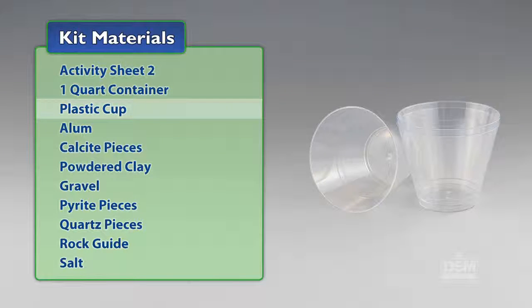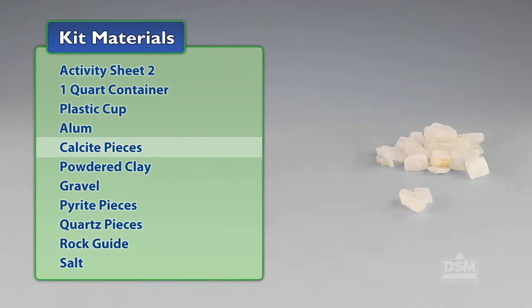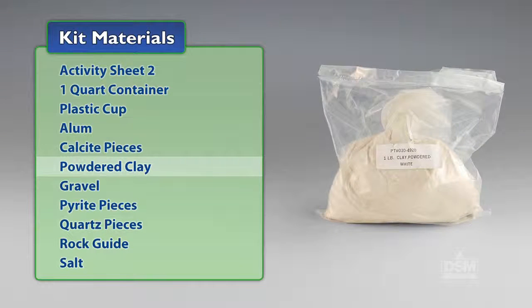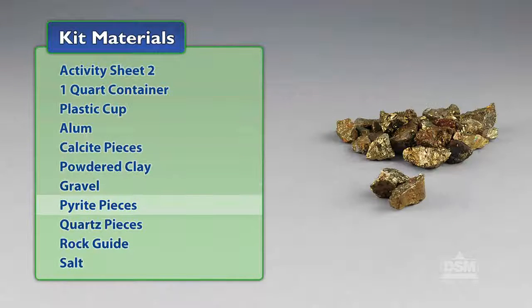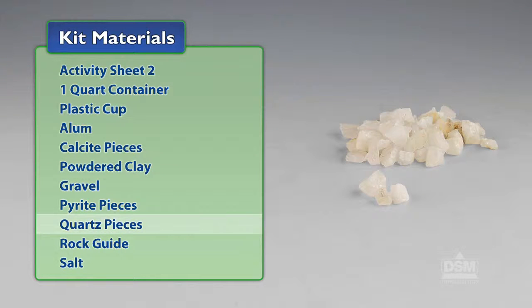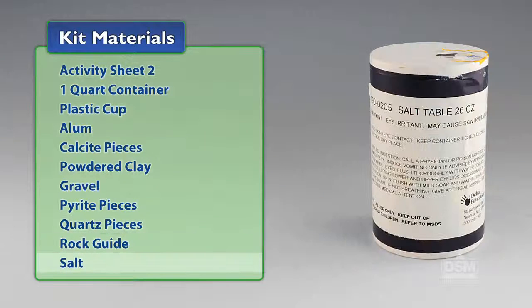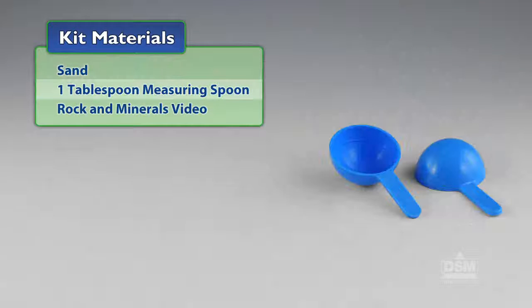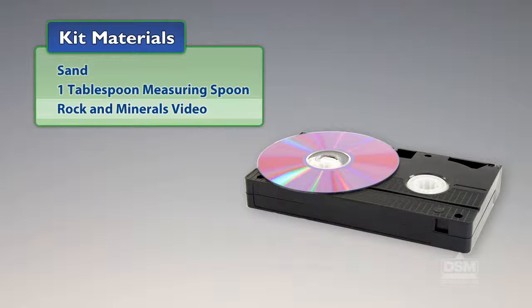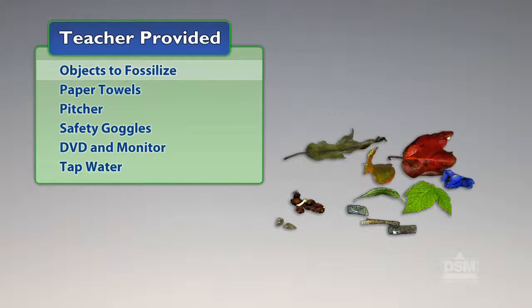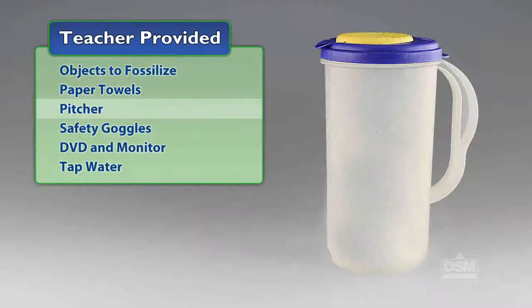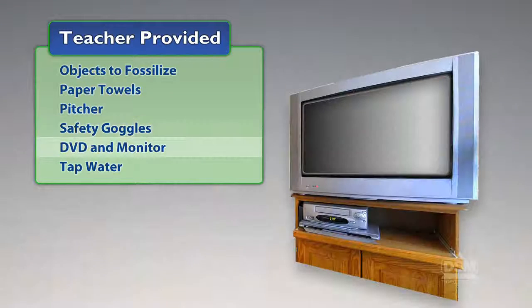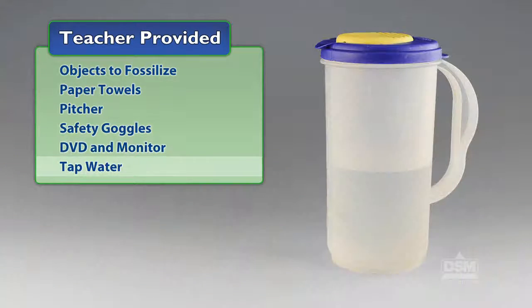You will need the following materials from the kit: Activity Sheet 2, 1 quart container, plastic cup, alum, calcite pieces, powdered clay, gravel, pyrite pieces, quartz pieces, rock guide, salt, sand, 1 tablespoon measuring spoon, and the rock and minerals video. You will also need to provide objects to fossilize, paper towels, pitcher, safety goggles, DVD and monitor, and tap water.